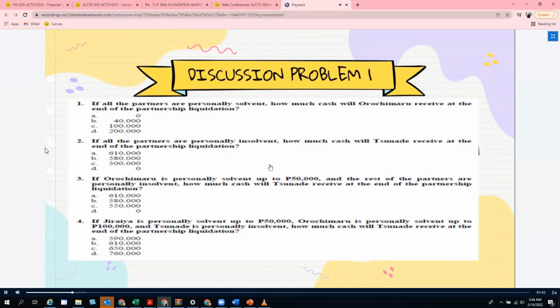So in number 1 class, ang sinasabi dito is the moment that we still have to pay our third party claimants, all the partners have the means to do so, no? So may pera sila on their own, no? Kaya personally solvent, may pera sila on their own. They can manage to contribute more in case na mas marami yung kailangang bayaran compared to the partnership net assets, no? So let's have requirement number 1. Saka natin tignan yung 2, 3, and 4.